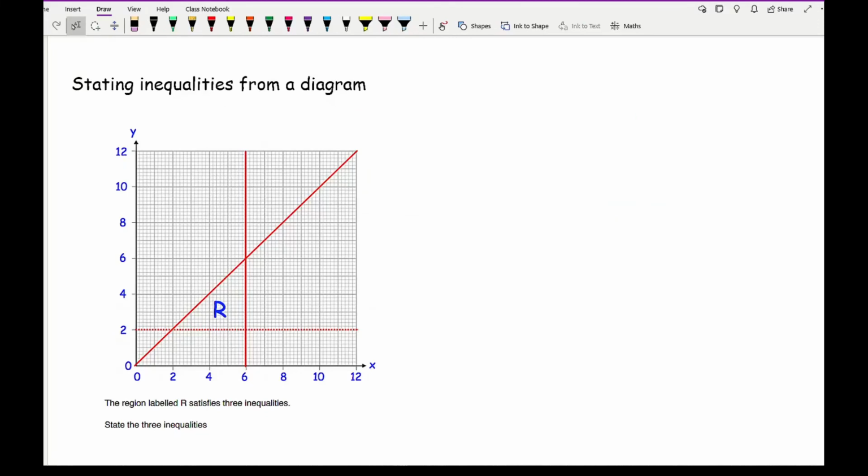Now, in more high-level questions, you might be asked to work backwards. In this case, that's when you're given a diagram and a region in a shaded area, and you need to write down the inequalities that satisfy that shaded area. Now, in this particular question, our area is not shaded. It's represented by the letter R, but all I'm going to do is just colour in that little region there, so it just emphasises it a bit more as I explain it.